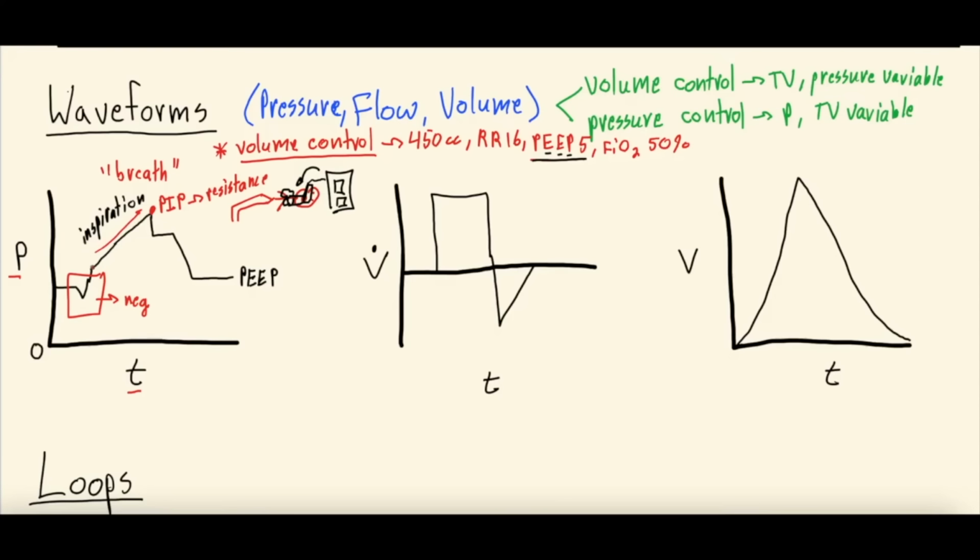Then what happens after you get to this maximal peak inspiratory pressure is the pressure in the circuit drops. And you won't always see this plateau here. I put this plateau here just to demonstrate that this would actually be known as the plateau pressure. But this is something that needs to be measured. You have to do a plateau pressure.